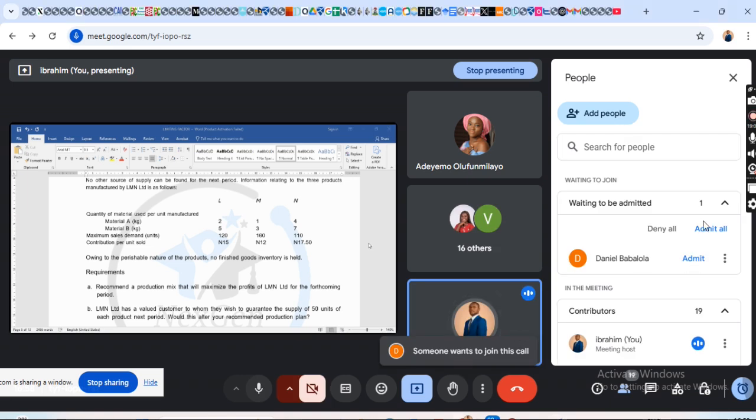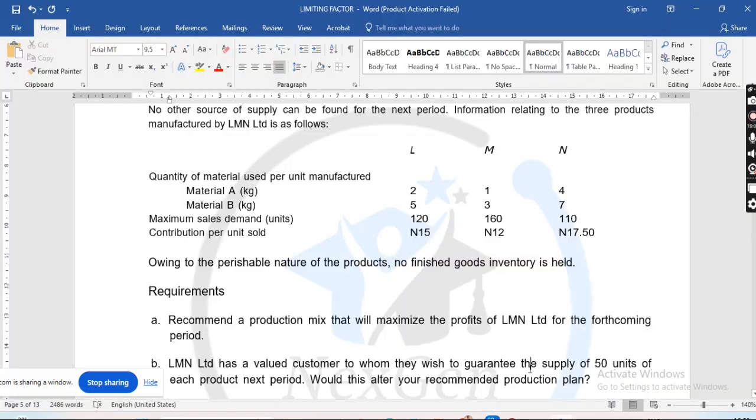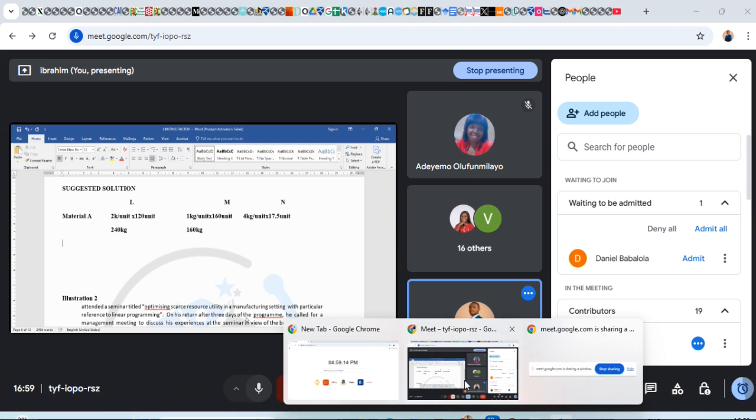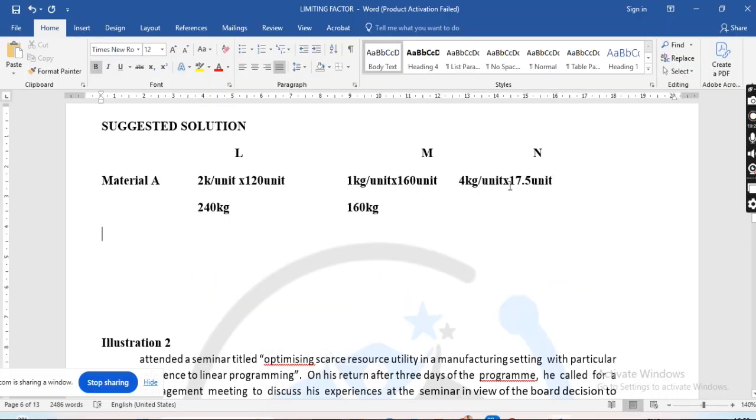When I had 17.5, I was like, in limiting factor, do you produce a fraction? No. 110. I understand. 110. Okay. So what do we have?